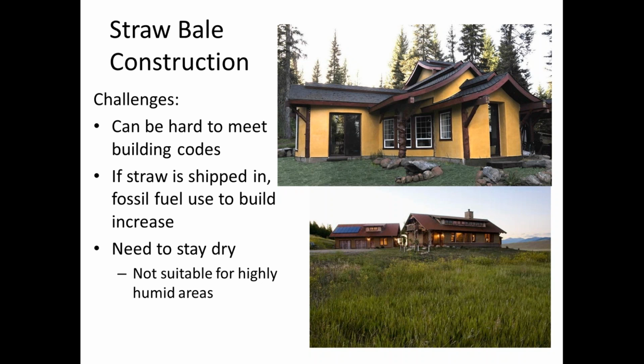Just like with rammed earth, if you're not using local materials, if you're shipping your straw from across the country, it's not actually a sustainable building technique if you're using fossil fuels to get your materials there. And you need to keep it dry. I mentioned the moisture sensors being built into the walls as a way of monitoring. And because you need to keep it dry, it's not a great building material for really highly humid, damp areas where it never really dries out, just because you run the increased risk of having your walls get wet and sort of rot.